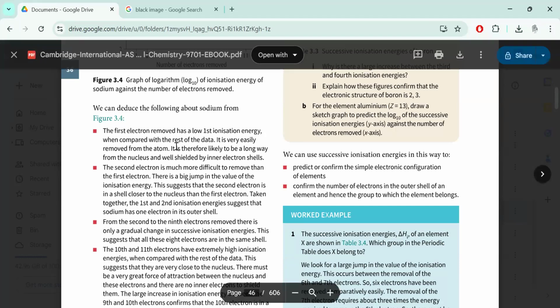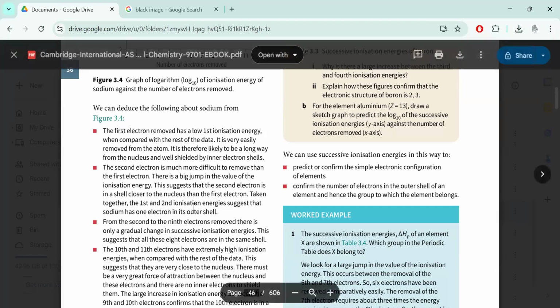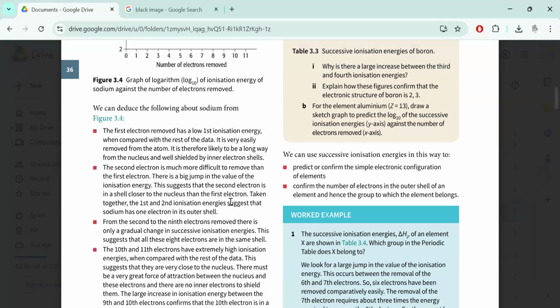If I draw the shells, we have 1s2, 2s2, 2p6, and then 3s1. With 3s1 removed, we have 2p6, which is actually closer to the nucleus. And the closer the electron is to the nucleus, the harder it is to remove, and therefore it requires a higher ionization energy.